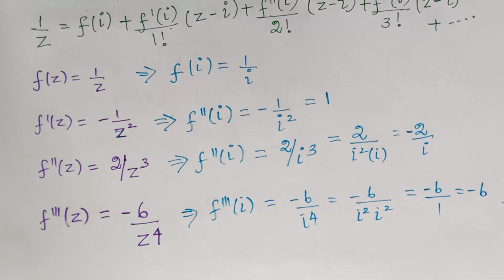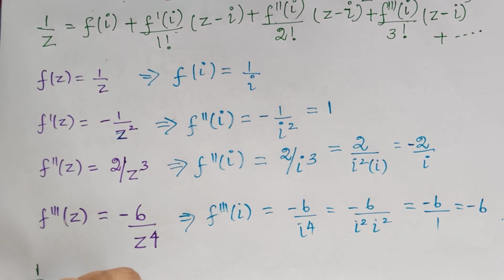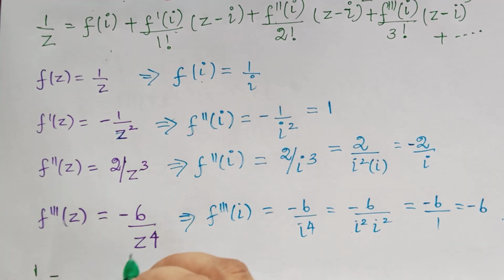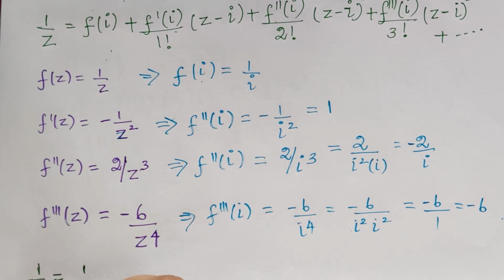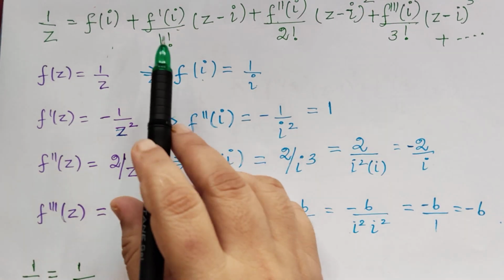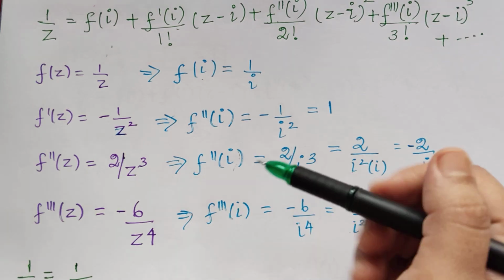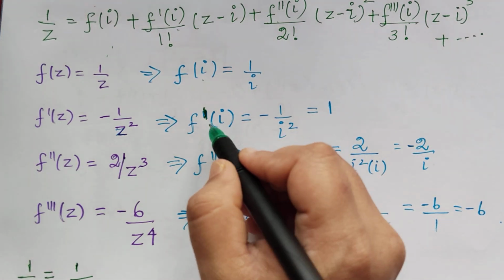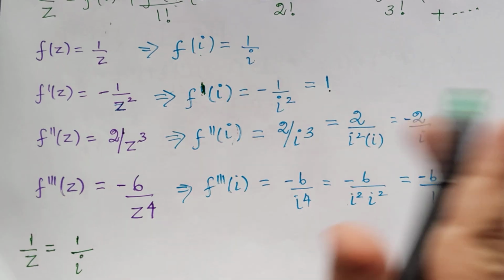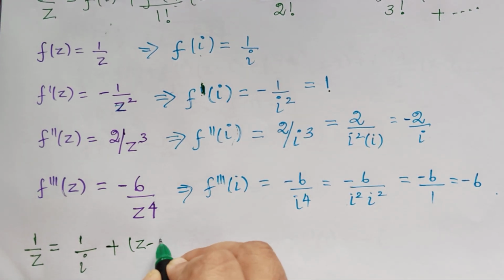So the Taylor series expansion becomes, on substituting, 1 by z is equal to, what is f of i? It is 1 by i. So we will write that 1 by i. And then f dash of i is, actually this is f dash of i, so that is equal to 1. So 1 divided by 1 factorial, so it will be 1 only. So plus z minus i.